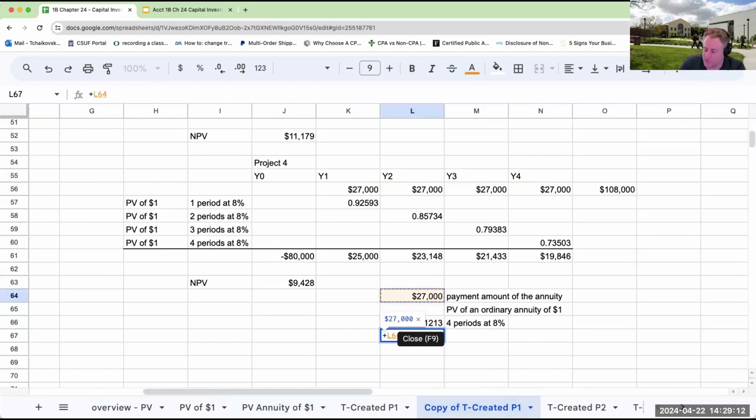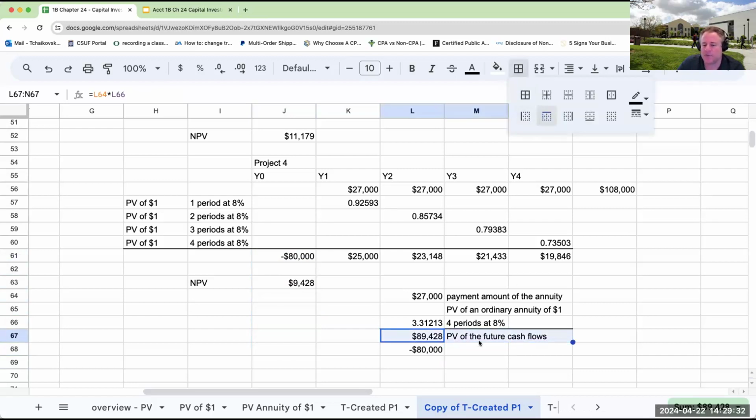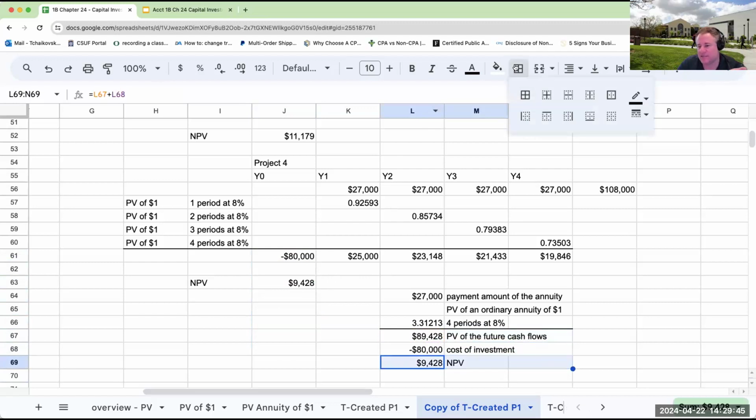So the present value of the future cash flows is going to be 89,428. And you might be saying, Bennett, well, this isn't equal to the net present value, but we're not done yet. The cost of the investment is 80,000. So right over here, cost of investment is 80,000. So my net present value is going to be 9,428. Is that the exact same as using the table 4 times? And the answer is absolutely yes.